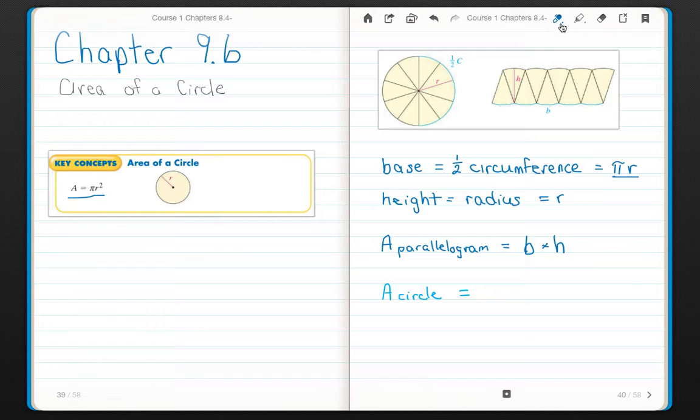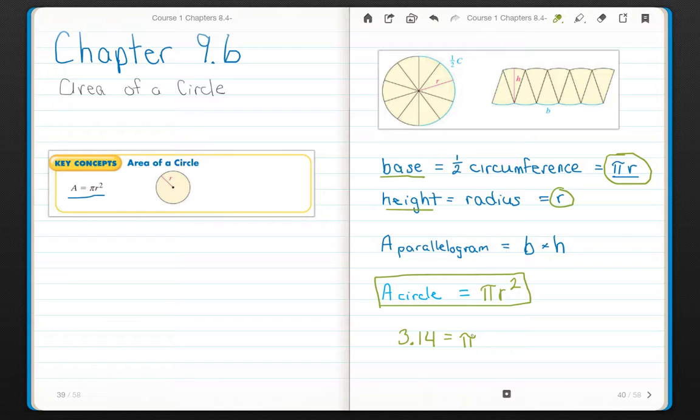So if I multiply the base times the height, I would multiply pi times r again, which equals the area of a circle, or pi r squared. So what you need to remember is that to find the area of a circle, you're going to use the formula area equals pi r squared. So what do you use for pi? You're going to use 3.14 as your value for pi, unless you were told differently, which we'll get to in example 2.